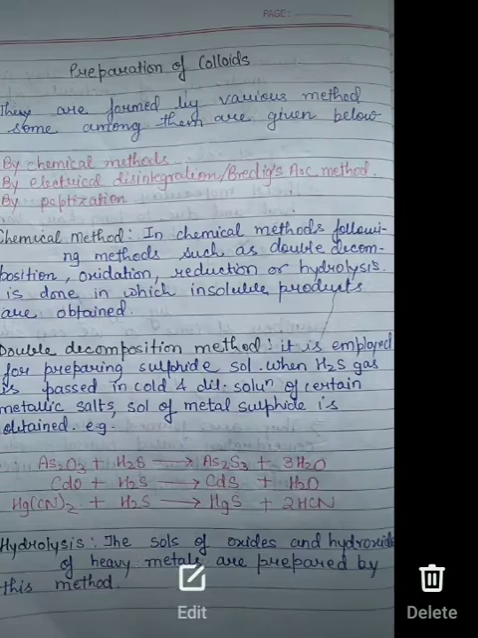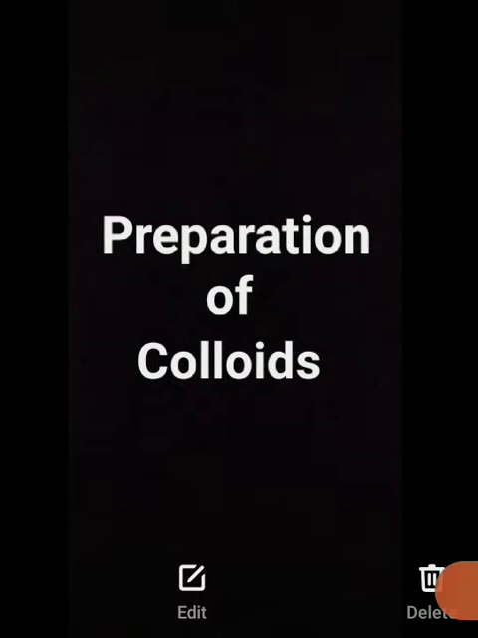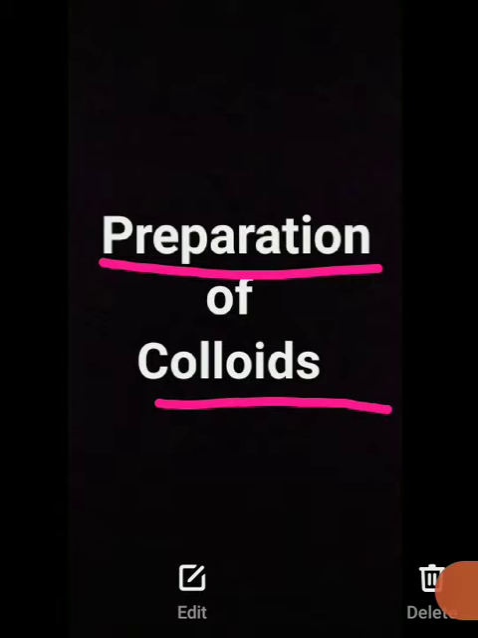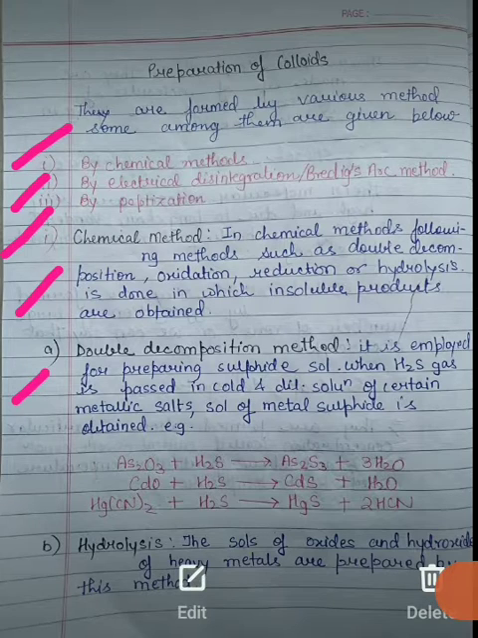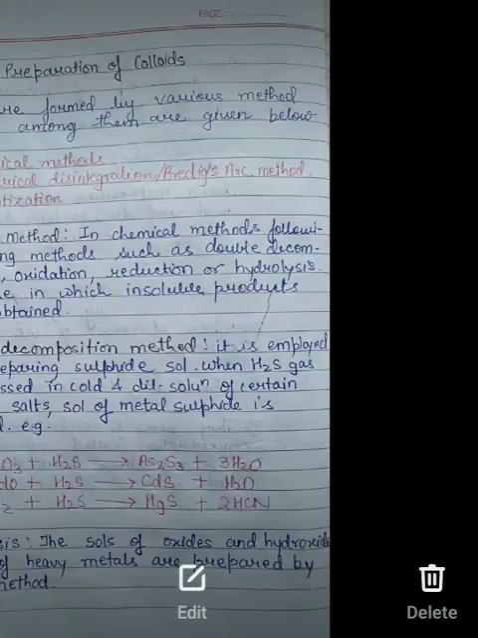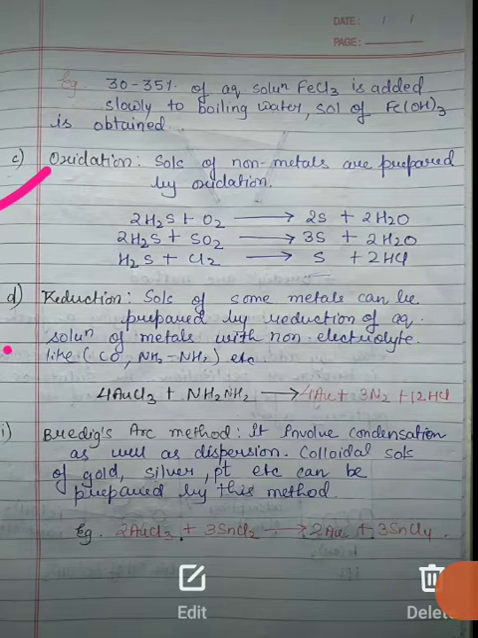Students, let's recall what we have studied. We have studied the preparation of colloids. We got to know about methods like the chemical method, the electrical disintegration method, and peptization. The chemical method includes double decomposition, hydrolysis, oxidation and reduction. Whenever we want non-metal colloids, we perform oxidation. Whenever we want a metallic colloid, we perform reduction.